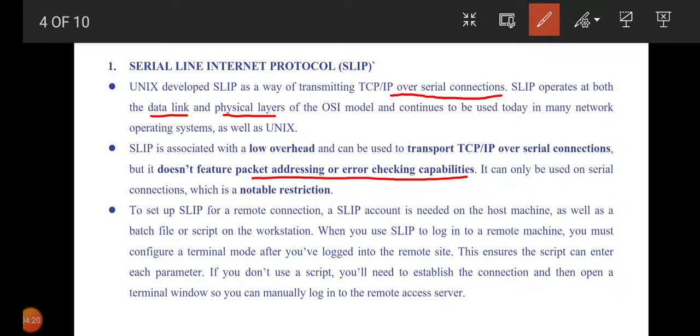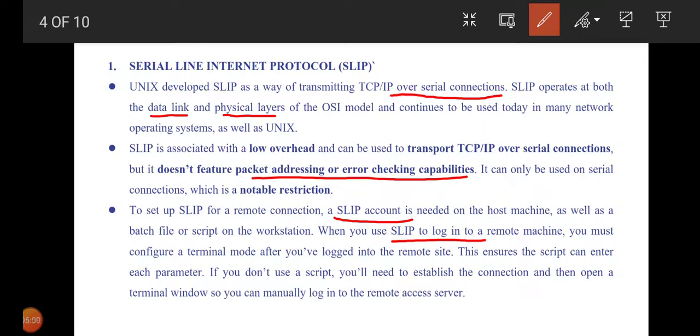And if we want to set up SLIP for a remote connection in our system, we have to have a SLIP account on our machine, as well as a batch file or a script on the workstation to which we are trying to access. So when we use SLIP to log into a remote machine, we must configure a terminal mode after we have logged into the remote site. So once we have configured that terminal mode, then only we can ensure that each of the parameters can be accessed.